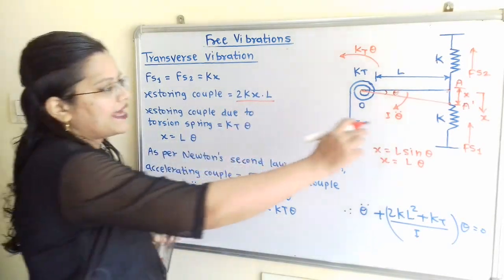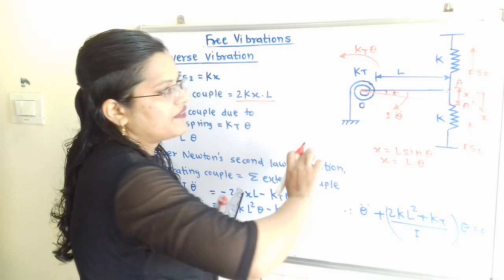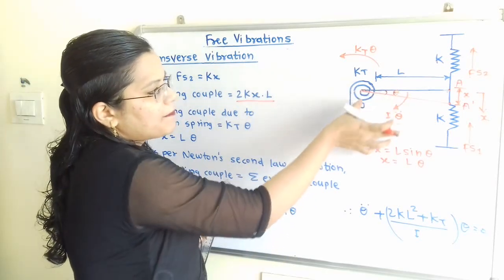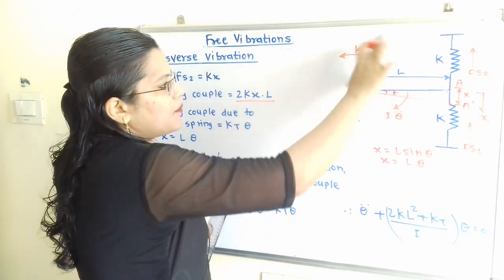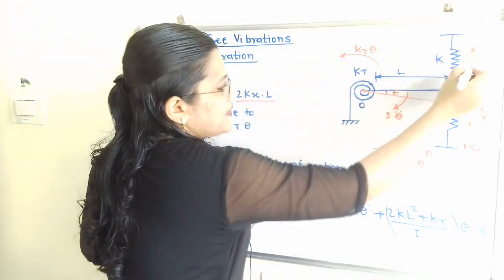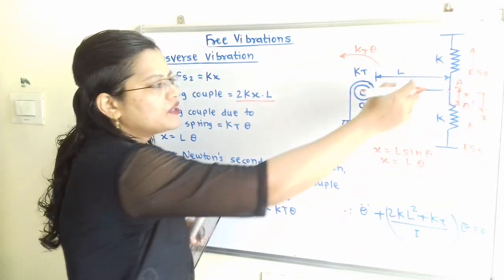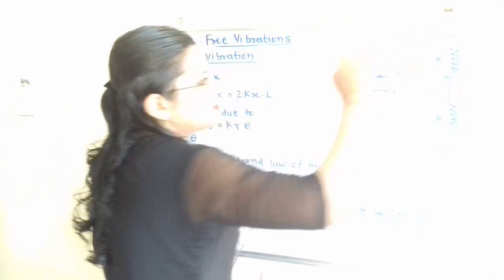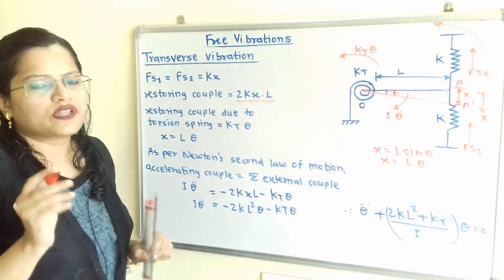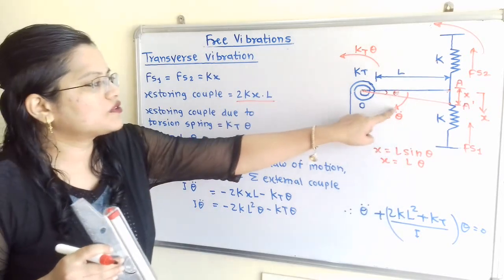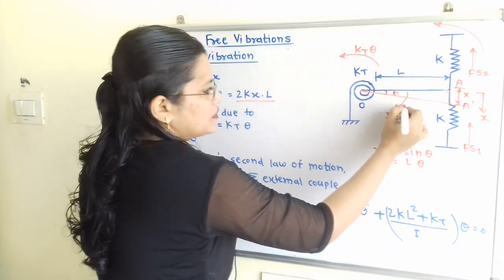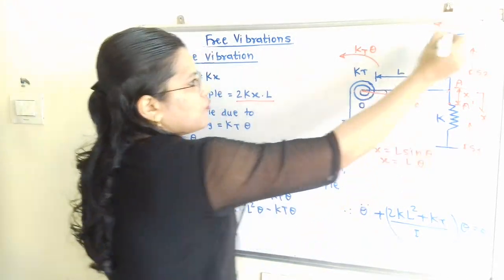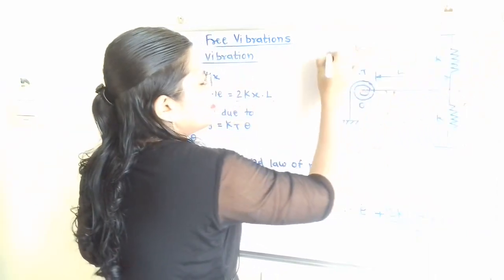Now what is the direction for Fs1 and Fs2? If I move about this point O in the upward direction, then the couple due to this spring force, Fs1 and Fs2, is also in the anti-clockwise direction. Now we will consider the clockwise direction sign as positive. Then for the anti-clockwise direction we have to consider the negative sign.